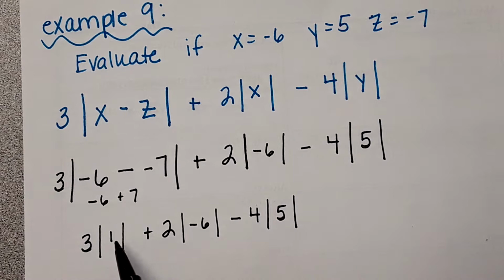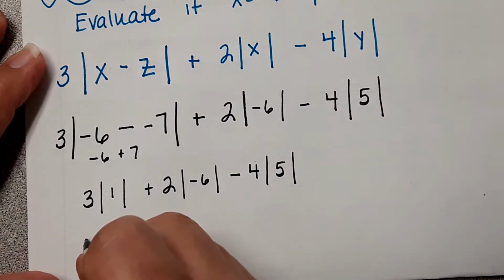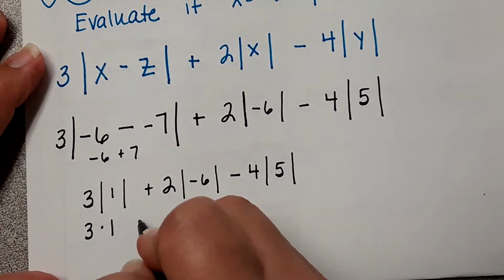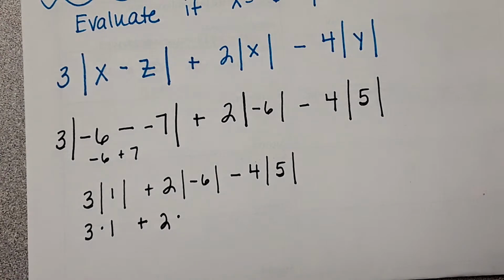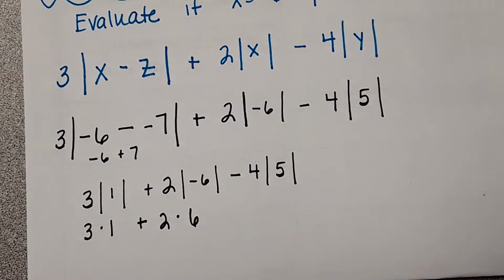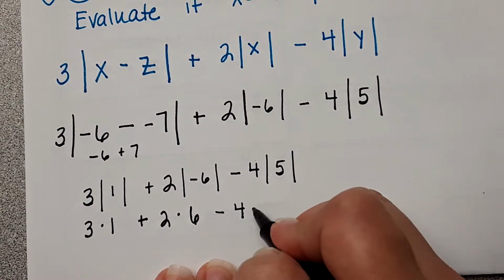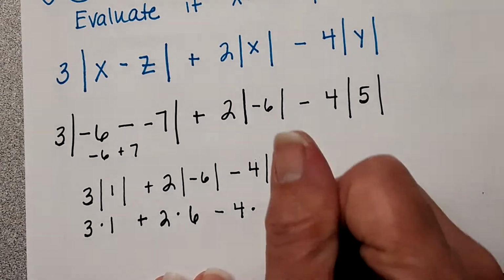Now, the absolute value of 1 is 1, because it's 1 unit away from 0. So that's what you're asking yourself: how far away is 1 from 0? Positive 1. So this becomes 3 times 1. This is going to become 2 times, what is the absolute value of -6? 6, because -6 is 6 units away from 0. Minus 4 times, what is the absolute value of 5? 5, because it's 5 units away.